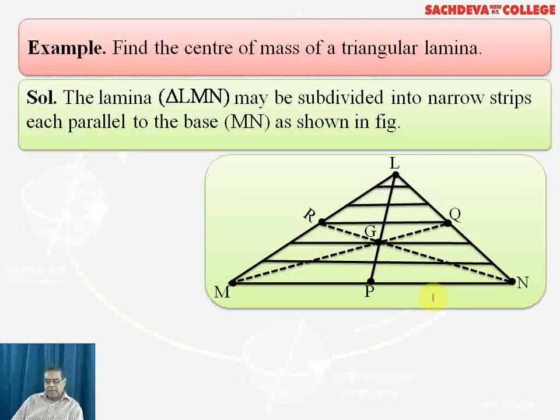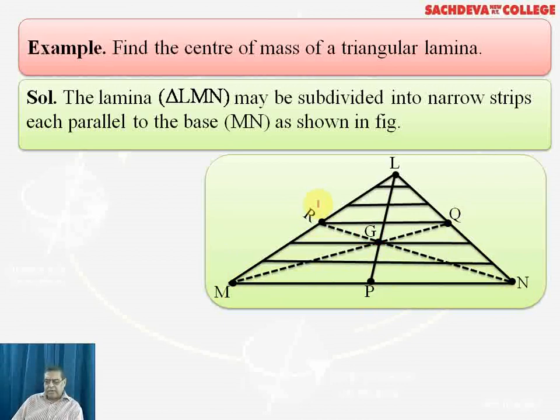Now, L is the vertex, M is the vertex, N is the vertex, P is the middle point of MN, Q is the middle point of LN, and R is the middle point of LM. Now the line joining L with P, the line joining M with Q, the line joining N with R, all these lines are called the medians, and medians intersect at G. G is called the centroid of the triangular lamina.